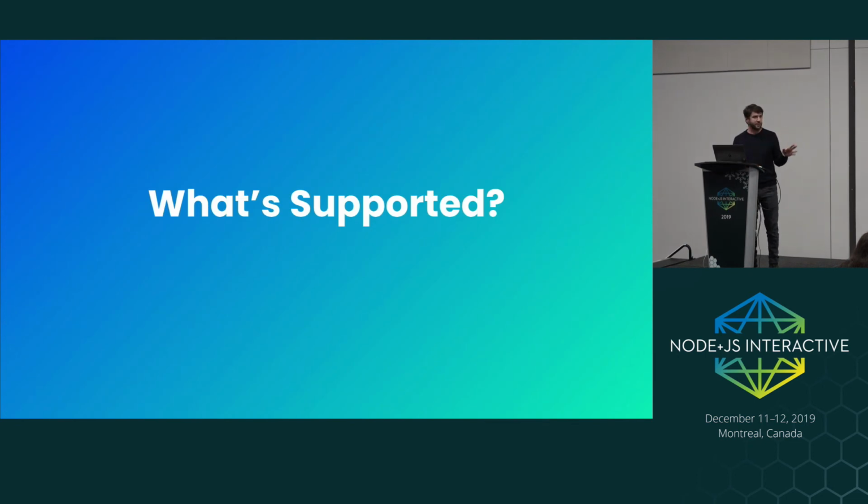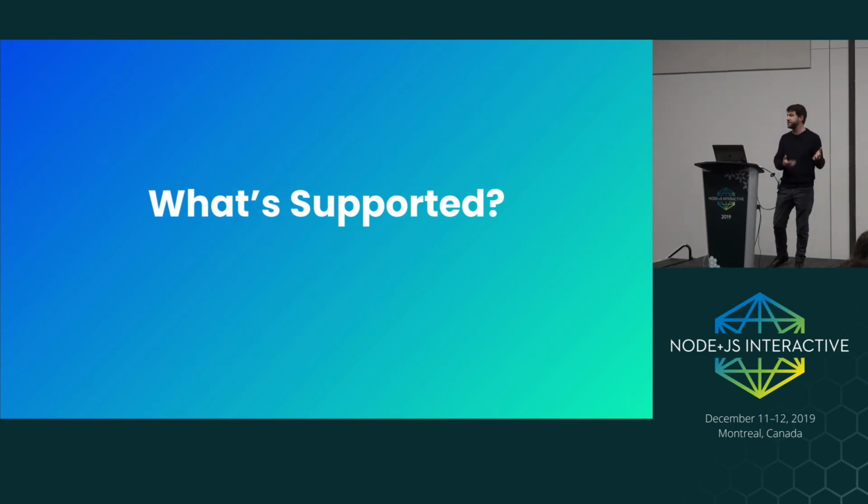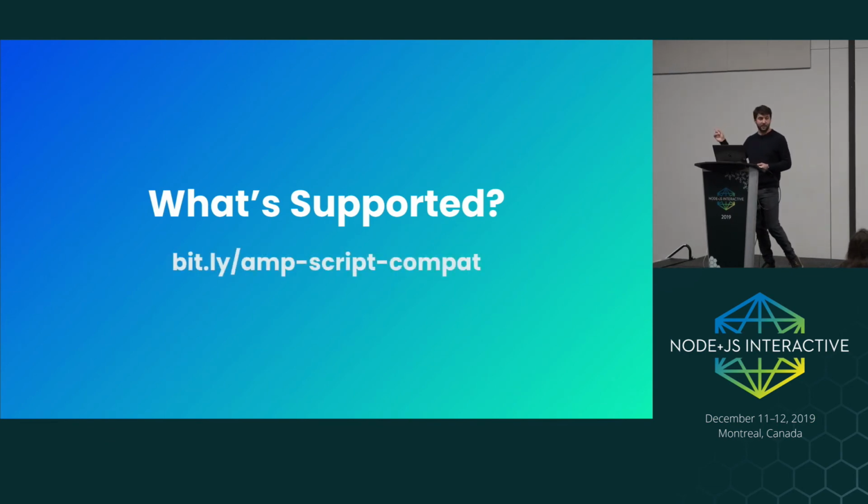So what's supported in AMP script? Because it can't be perfect, right? There are things that are synchronous about the DOM, and you're in a worker. They can't be synchronously known at that point. It's a really good question. The compat table's here. We're also happy to answer questions about this. There's a few people here that work on AMP right now.